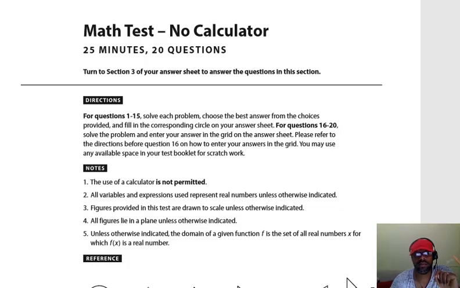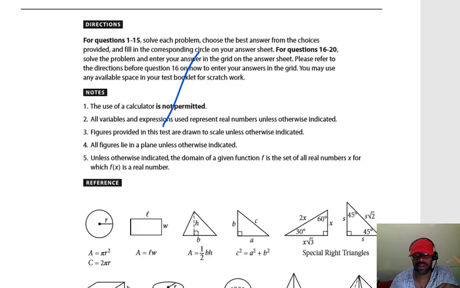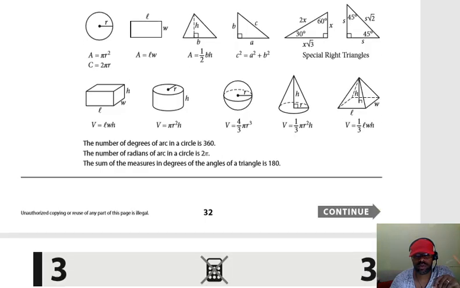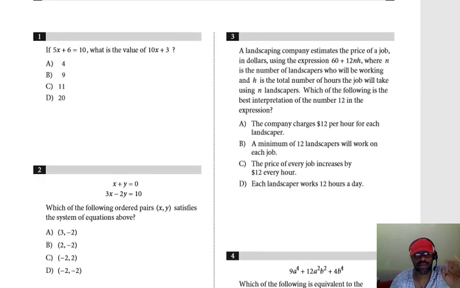Okay, let's start from the no calculator section. 25 minutes, 20 questions. You don't have to read this instruction; you have to prepare yourself before you start the exam. Okay, let's start from the first one.